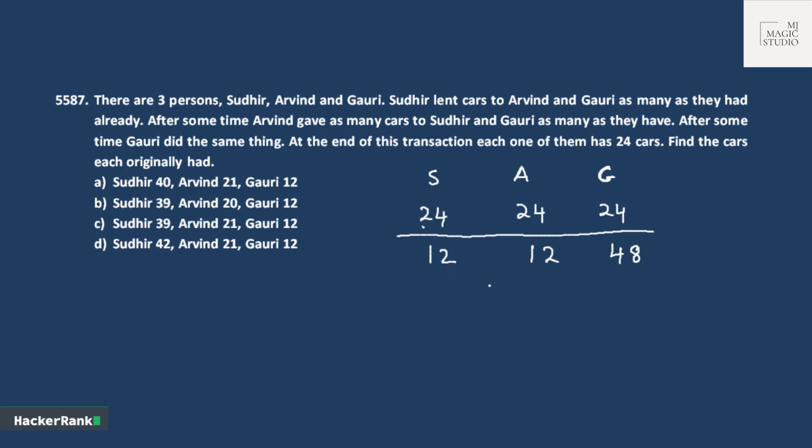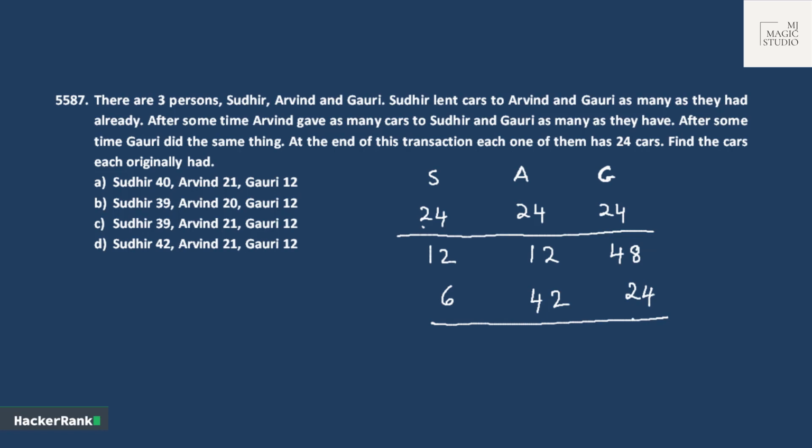Now Arvind is doubling. That means before Arvind gave the cards, Sudhir must have had 6 and Gauri had 24. Now 24 plus 6 is 30. 30 plus 12 is 42. This is the status before Arvind started distribution.